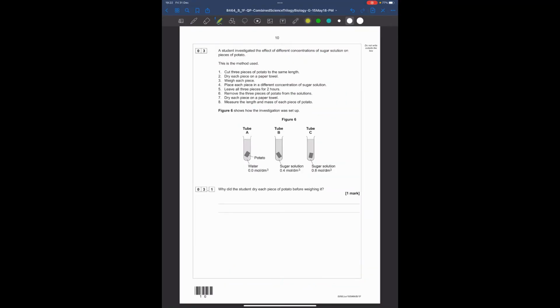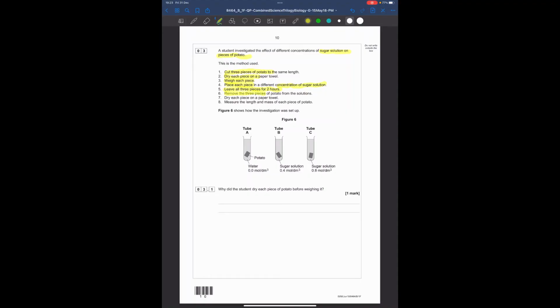Okay, so moving on to question number 3 then. A student investigated the effect of different concentrations of sugar solution on pieces of potato. So this is the required practical for osmosis that hopefully you would have done in school. So this is the method that the students used. They cut 3 pieces of potato to the same length, they dried each piece on a paper towel, and they weighed it. They place each piece into a different concentration of sugar solution, and they leave all 3 pieces in there for 2 hours.